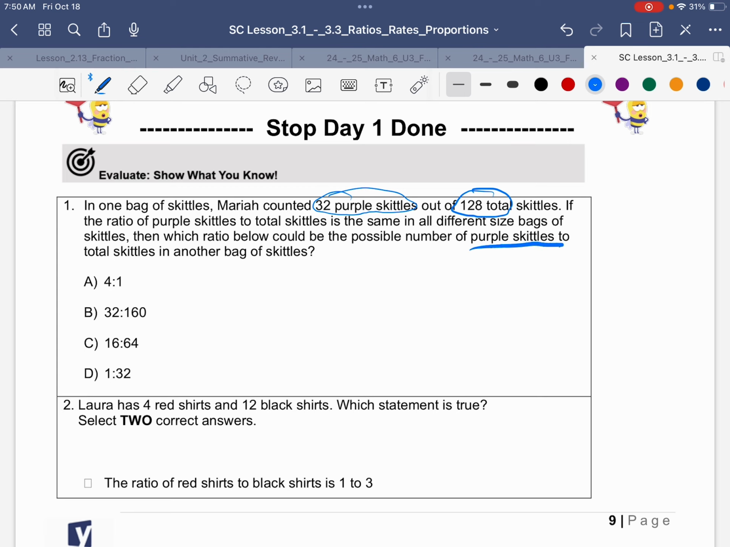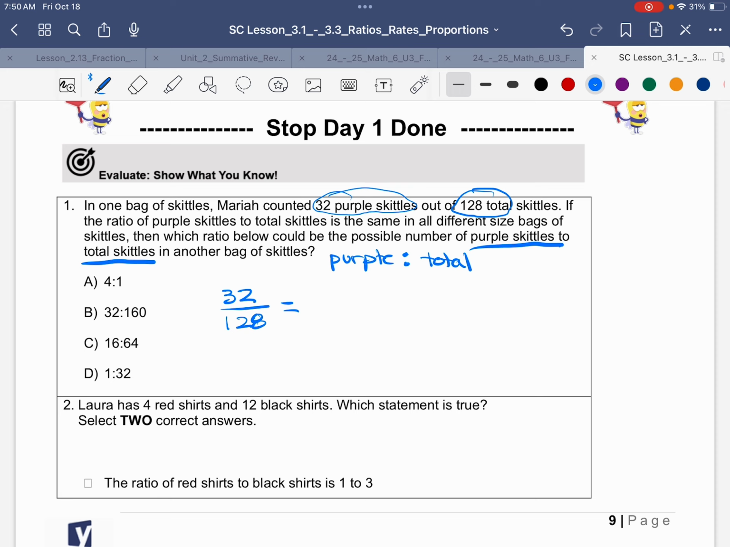So again, you're looking for purple Skittles to total Skittles, okay? And let's go ahead and write that. Purple to total in another bag. So what we're looking for is purple Skittles to total Skittles. We're looking for an equivalent fraction that would match up with that, okay?